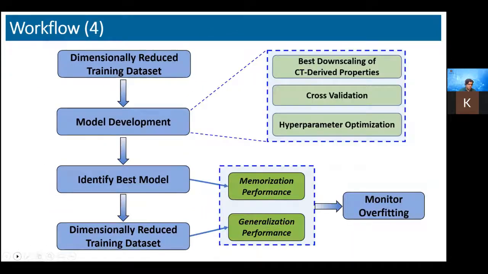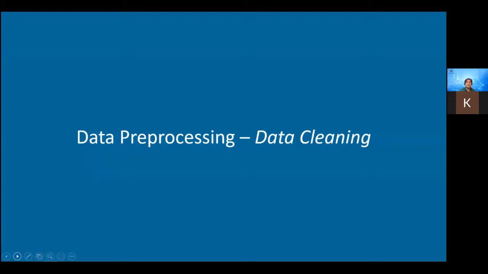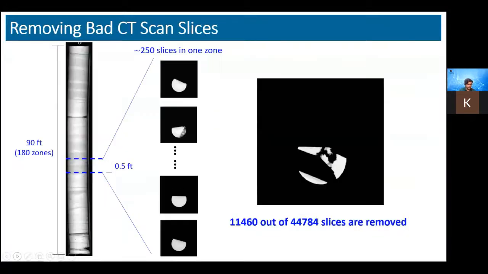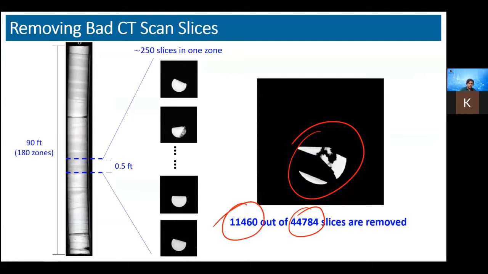So let me show you feature extraction 1, and then I'll come back to the other parts of the workflow. As I mentioned, I cleaned the data. There were some CT scan slices which were broken, so we removed them. Out of 44,000 slices in this 90 feet interval, almost 10,000 slices were not useful because they were broken and fragmented, so we removed all that.